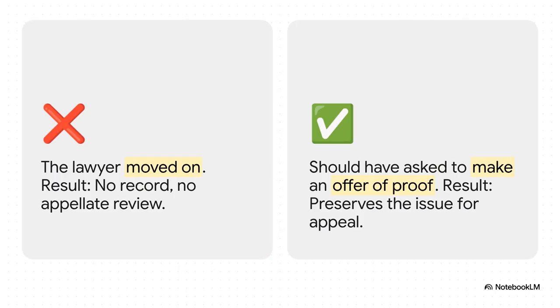And this just shows you the mistake in black and white. Look at what he did versus what he should have done. Instead of just giving up, all he needed to say was, Your Honor, may I make an offer of proof for the record? That's it. Just a few simple words. That would have let him tell the court what the testimony was going to be, creating that all-important record for the appellate court to look at. But because he stayed silent, the appeals court had nothing, absolutely nothing to review.